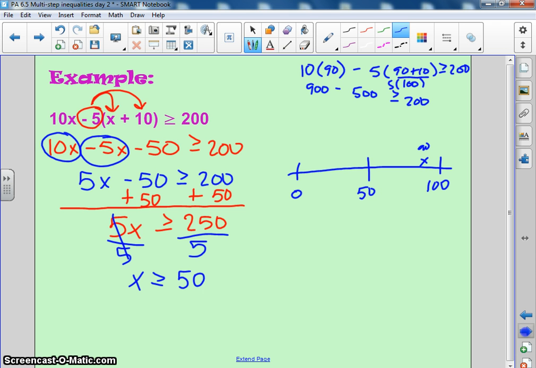What is 900 minus 500? 400 greater than or equal to 200? Yeah. That is true, so I'm happy. And I'm done. As long as that answer is good, that's all you got to do. Okay, we're good for the next ones?